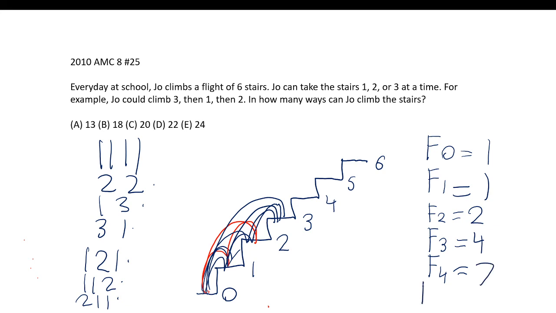And now F5, built with the formula. F5 is F4 plus F3 plus F2, so 7 plus 4 plus 2. 7 plus 4 is 11, 12, 13. And our answer is just F6. We want how many ways Joe can get to step 6. Well, the sixth step is just 7 plus 13 plus 4. 7 plus 13 is 20. 20 plus 4 is 24. So there are 24 ways to get to the sixth step. That would take a lot of time if you just listed it out and used a table or a diagram. So F6 is 24. And that is how many ways Joe can climb the stairs, and our answer is E.